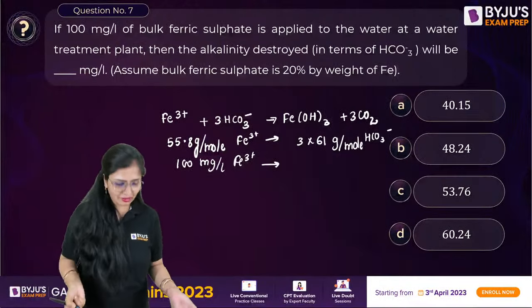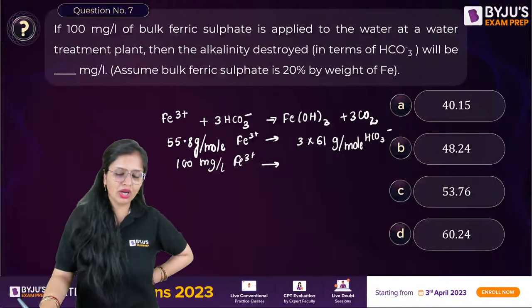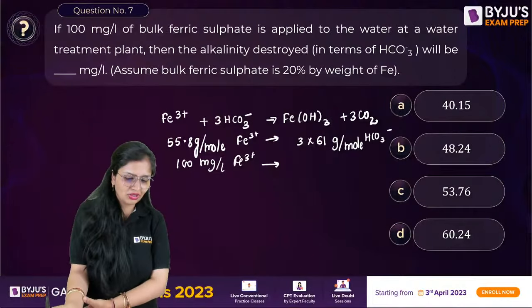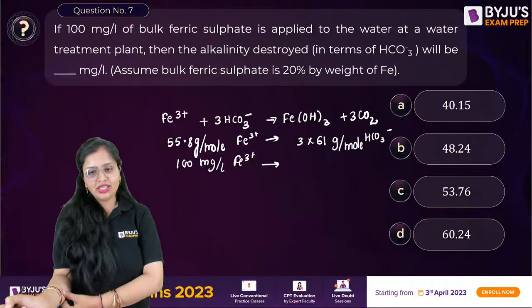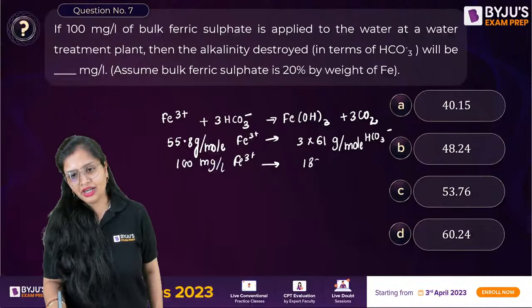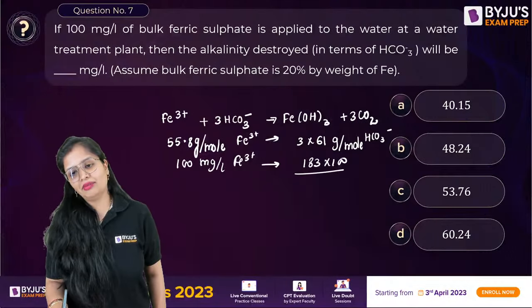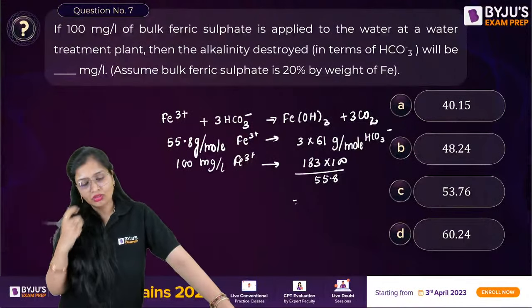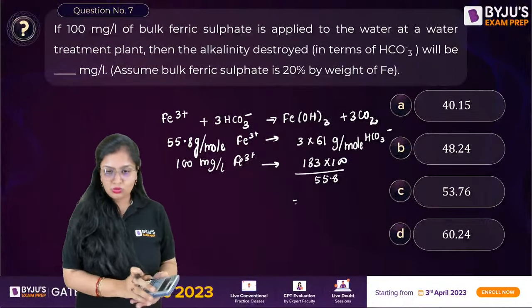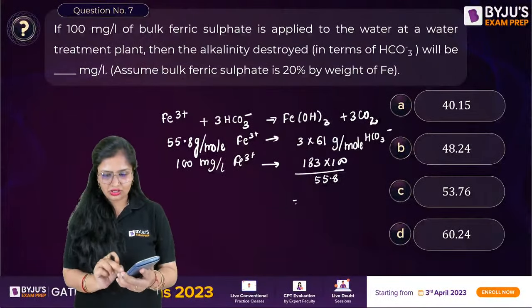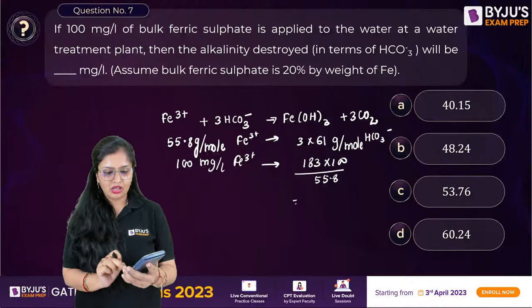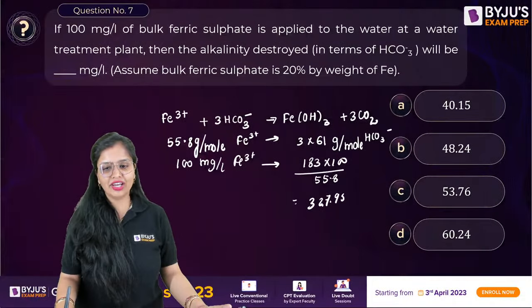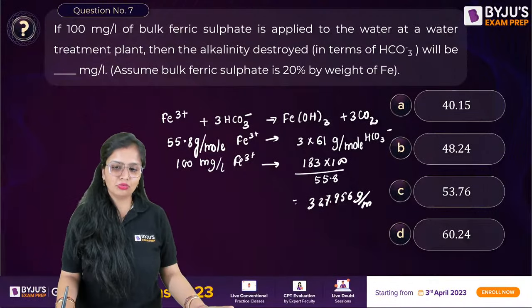Now this is the unitary method. You guys can do it. How much will it require? Come on guys, faster. This will become 183 into 100 divided by 55.8. How much will it become? 183 divided by 55.8 will become 327.956 gram per mole of HCO3.